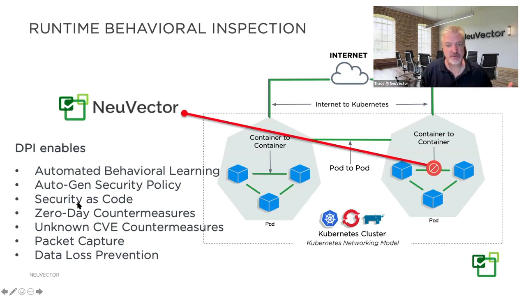That also means we can do security as code. We can export that behavior as security policies and apply those policies to multiple environments. So we can then mimic or clone that zero trust segmentation at a namespace level, at a container level, whatever the case may be, and mimic that across multiple clusters. That means, yes, 0-day countermeasures. We can block those. Unknown, unpatched CVEs, we block those.